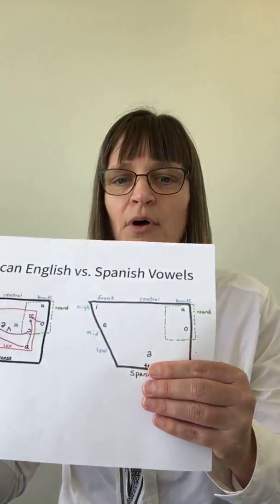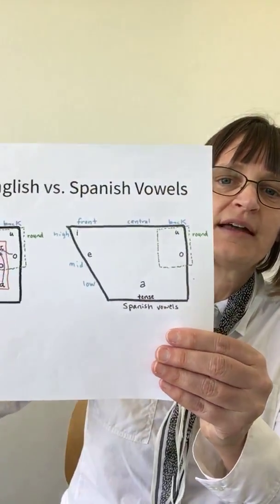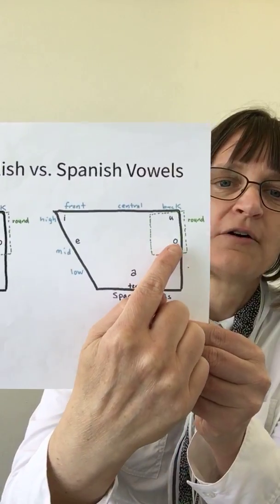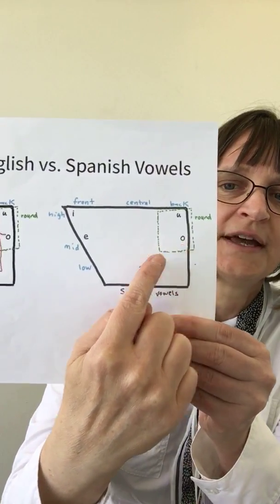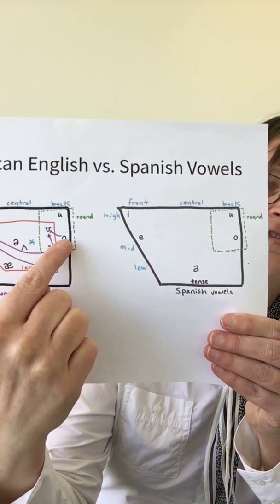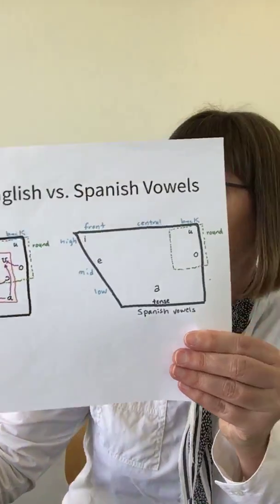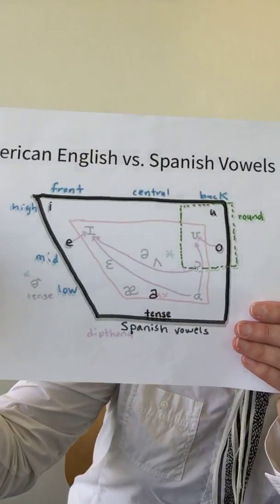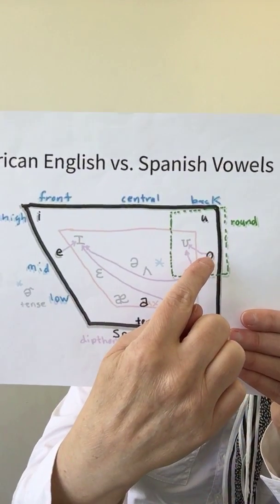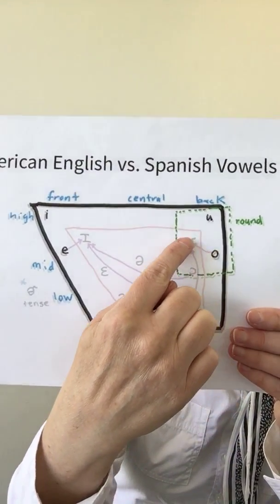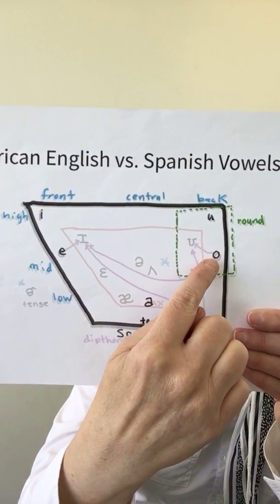And I'll show you an example. And that is the Spanish vowel. Here's the vowel O. See how it's one sound? And in American English, we glide from O to U. If we look at the Spanish vowels and the American English vowels together, you'll see, when you're trying to say the American English vowel, you're probably going to just say this vowel, O.